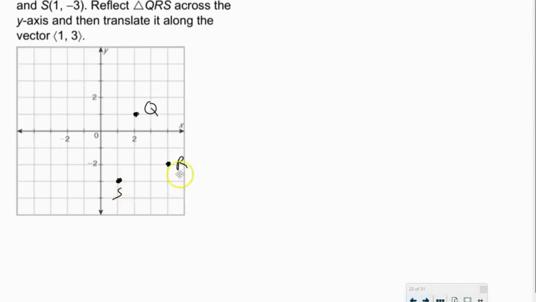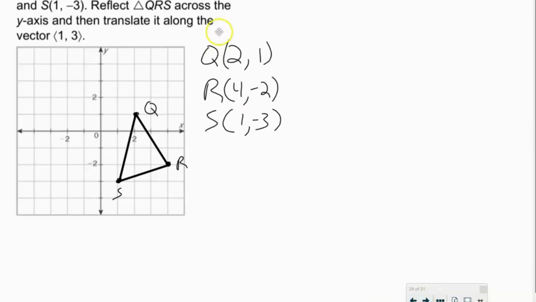All right, so I got S, R, and Q. I just plotted out the regular points. I got Q, which is over 2, up 1. I got R, which is over 4, down 2. And I got S, which is over 1, down 3. I'm going to connect the dots. Now I'm going to write out my points, the original points here, and I will make the changes to it.